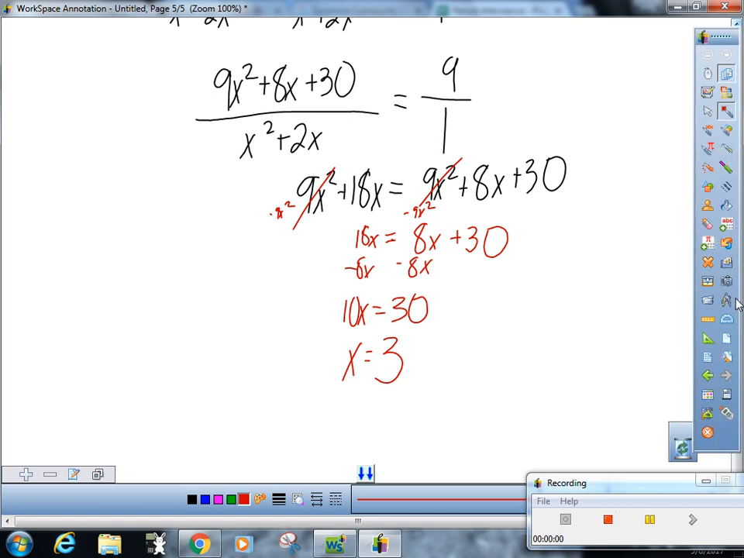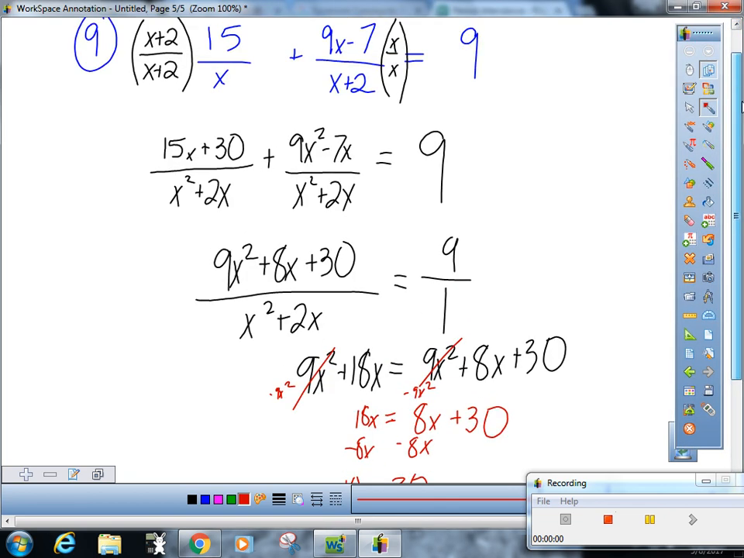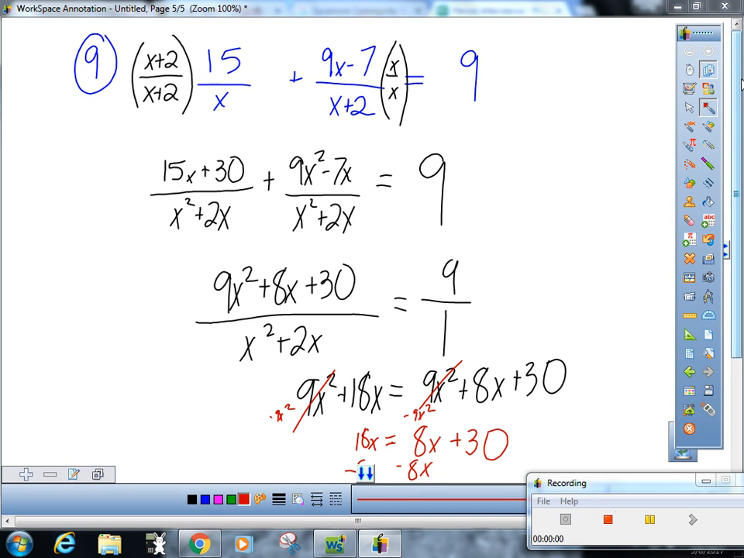Let's go back up to the top and check it. The original equation: 15 divided by 3 is 5. 9 times 3 is 27. 27 minus 7 is 20. 20 divided by 5 is 4. 5 plus 4 equals 9. I did it right. Okay? We got x equals 3, just because it's not on the screen.